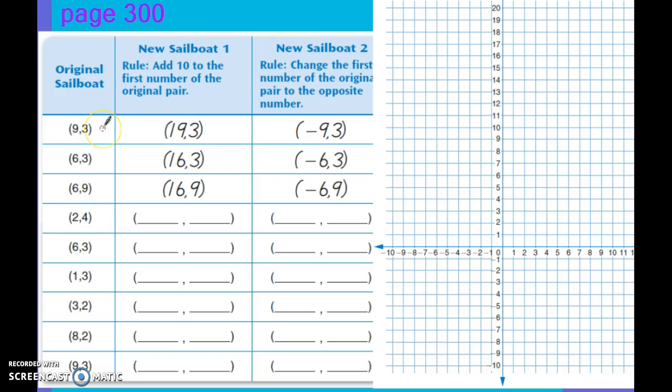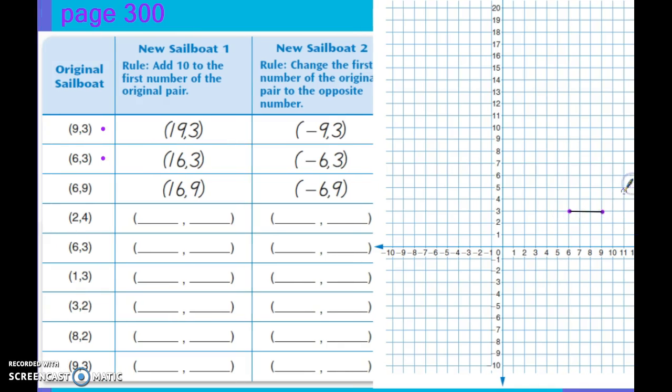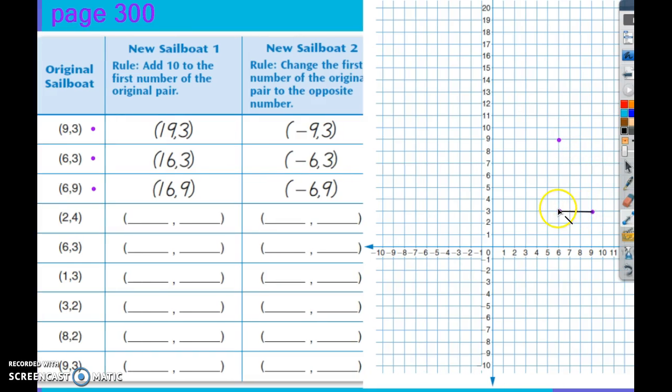So our first ordered pair is 9, 3. So I run 9 and I jump 3. My second one, I'm just going to mark these as I go, is 6, 3. So I run 6 and jump 3. And again, I'm going to make sure I connect these as I go so that I have these nice straight lines and I remember where my points are. 6, 9, over 6 and up 9. Right here, again, connecting my points.